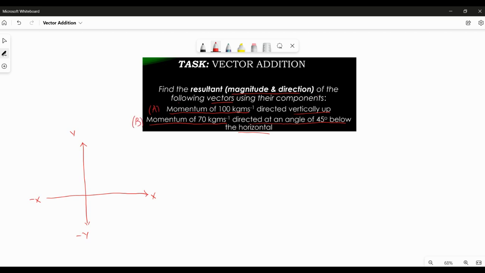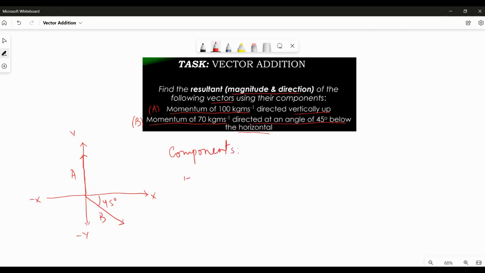So my first vector A is directed vertically up, which means it is a vector along the y-axis. Vector B is at an angle of 45 degrees below the horizontal, which means below the x-axis. So I will draw a line at 45 degrees below the x-axis. So this is my vector B. Now, since we are using components, we will start by finding the components. So let's find the components of each of the given vectors.